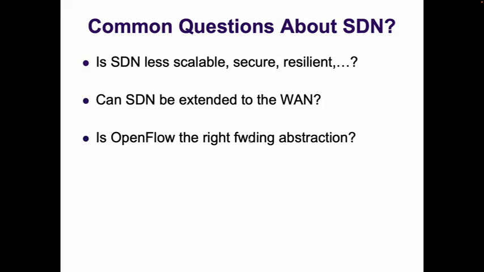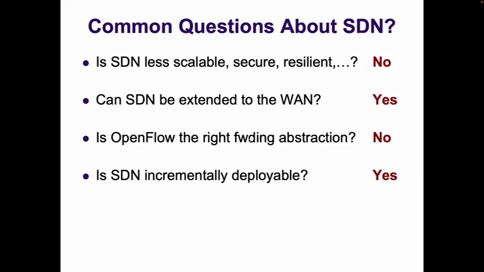Can it be extended to the WAN? Is OpenFlow the right forwarding abstraction? Is SDN incrementally deployable? And the answers are, no, it's not less scalable, or resilient. I mean, you can design SDN so it's really terrible along all those dimensions, but you can also design it so that it is scalable and resilient.